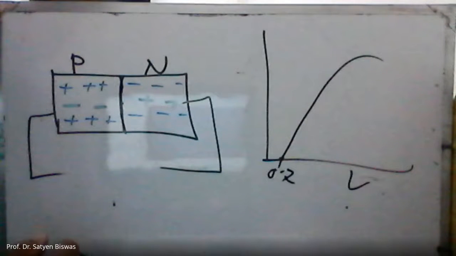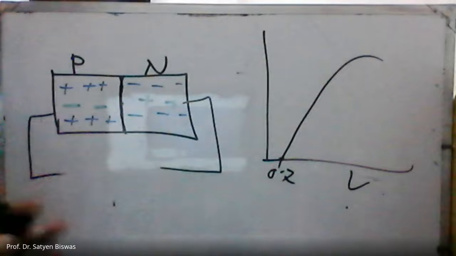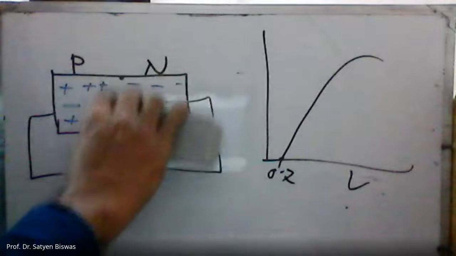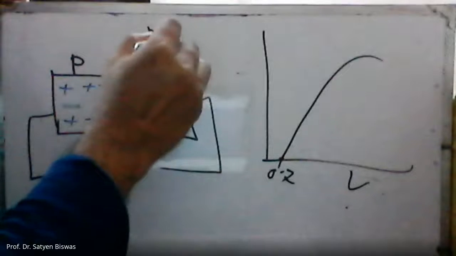Because inside there are still holes. So the P side holes will still be kind of repelled. So the barrier still exists. Yeah, good. You're very close. And what is the name of this virtual barrier? Remember? Depletion. It's a depletion region. Yeah.